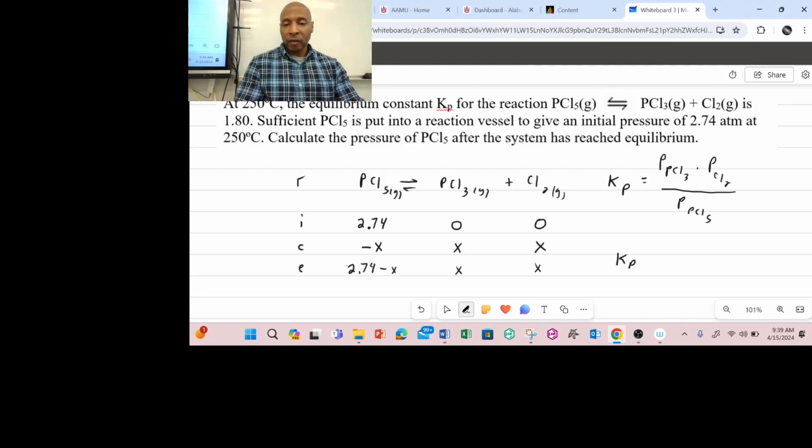So I'm going to go ahead and substitute terms in here. I know my Kp is 1.80. I'm not on the top of my game today, am I? So 1.80 is equal to x squared divided by 2.74 minus x, right? Snap. This is looking like a second order polynomial, isn't it? We get to solve a quadratic equation, don't we?